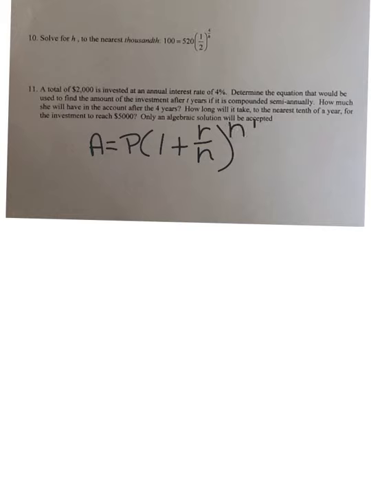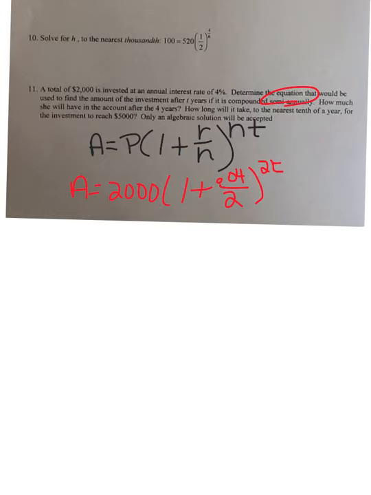So his investment is $2,000. So it's 1 plus, your rate is 4%, so it's 0.04. Remember, n is the number of times it's compounded. If it says semi-annually, that means twice a year. So to the 2t power. So that's my formula for this.